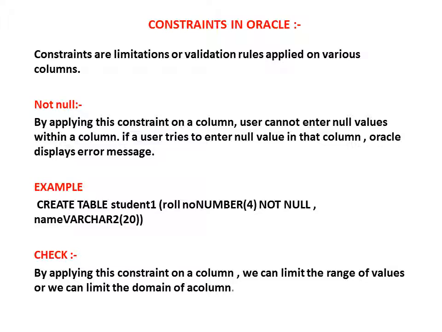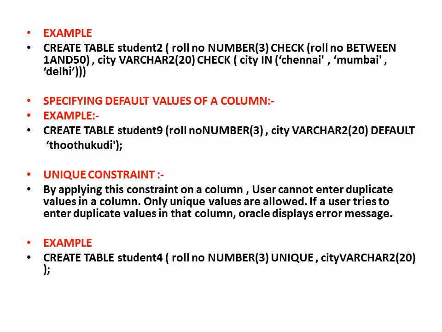Check constraint. This constraint is used to limit the range of values of a column. In this example, the roll number is set as check constraint. So the user can enter a roll number between 1 to 50. If the user enters beyond the range, then Oracle displays an error message.